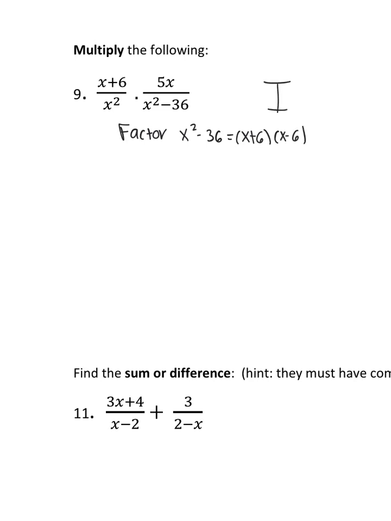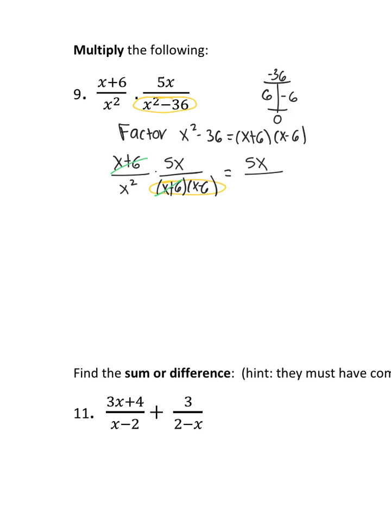If you want to make the things that multiply to give you negative 36 and add to give you 0, 6 and negative 6. So now I've got x plus 6 over x squared times 5x over, now I'm going to use the factored form of this. So we're going to have x plus 6 times x minus 6. And notice at this point I can cancel these x plus 6's, and you're left with 5x over x squared times x minus 6. Okay, there is actually one more cancellation I can make here.